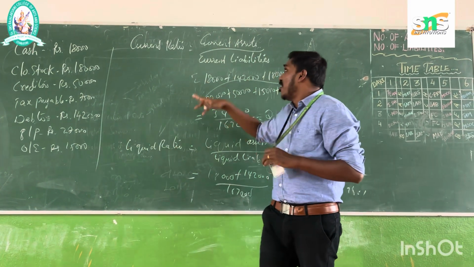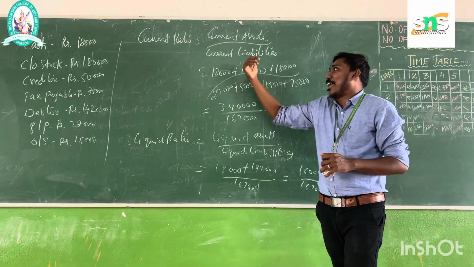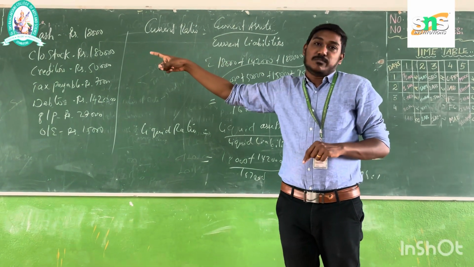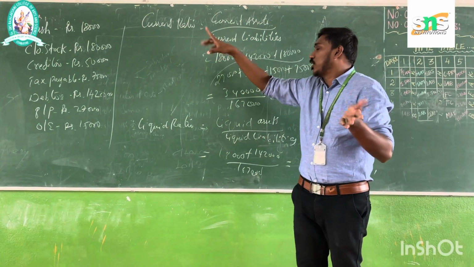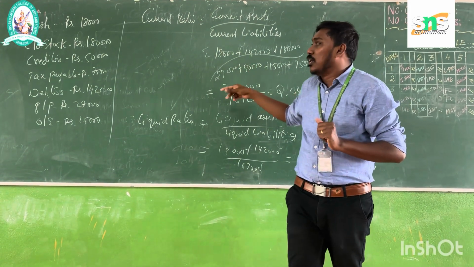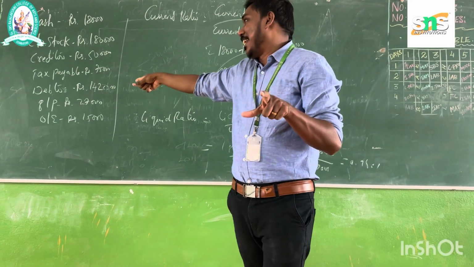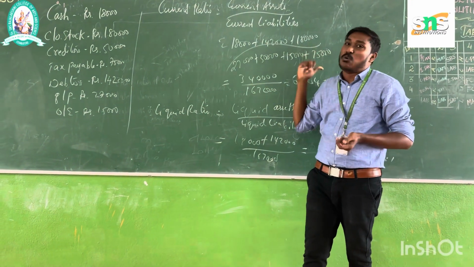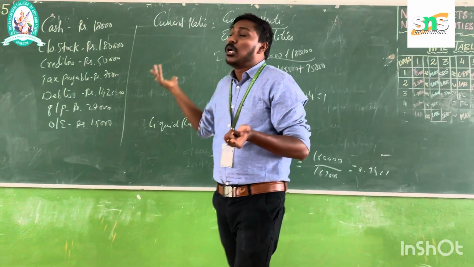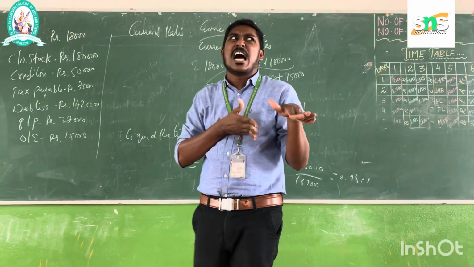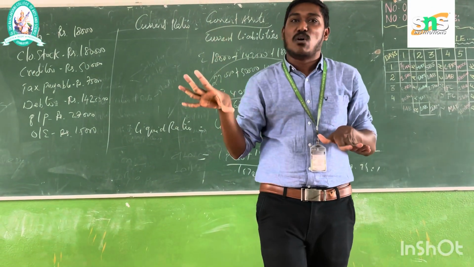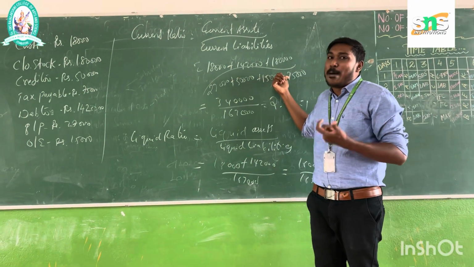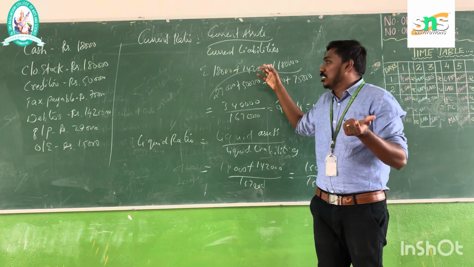So the formula is current assets by current liabilities. Here 80,000 is cash, so we can easily convert it to cash. And then 1,42,000 is the complete debtors, so no doubt there. And the third one is 1,80,000, which is closing stock. Closing stock we can know only at the end stage, the final stage. This is divided by current liabilities.